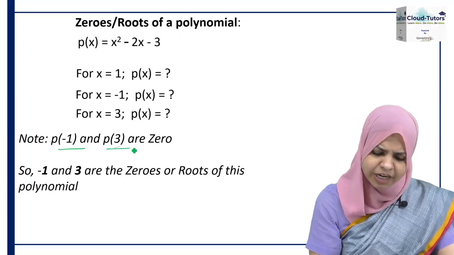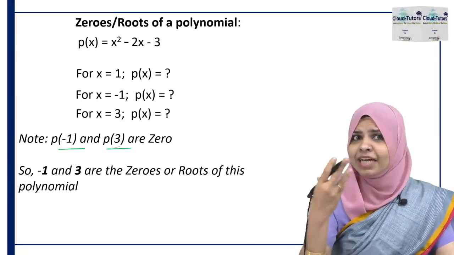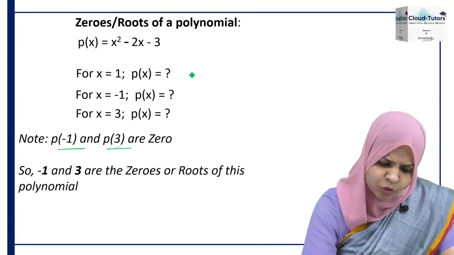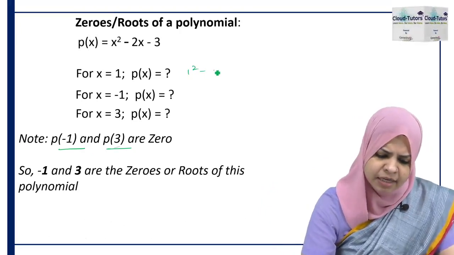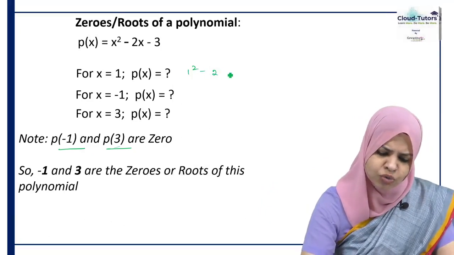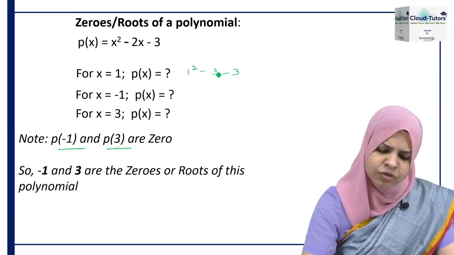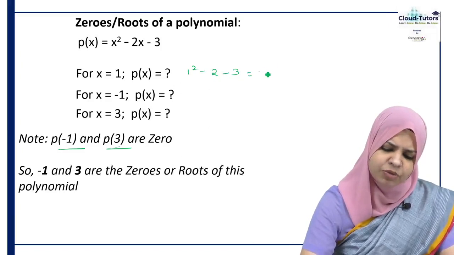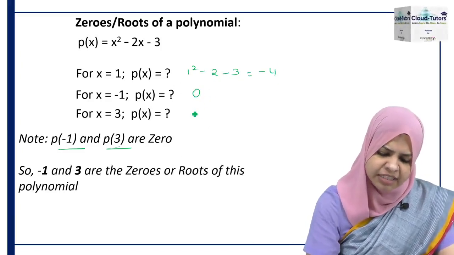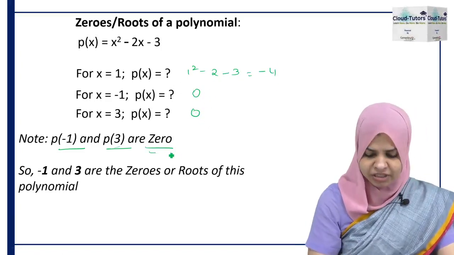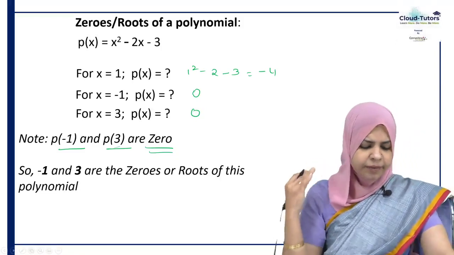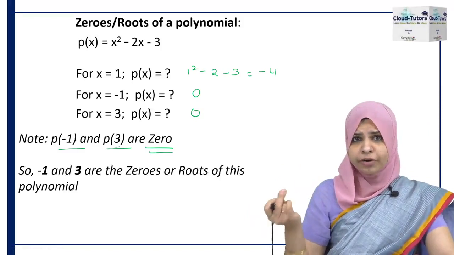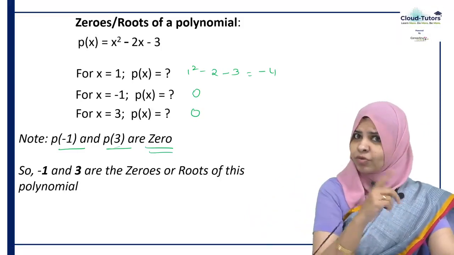Now, P of minus 1 and P of 3 are 0. I am giving it out before itself. Now, let's find it out. 1 square minus 2 minus 3. So this is 2, right? So this is minus 5 plus 1 minus 4. Definitely these are equal to 0 because I have already mentioned this as 0. So here minus 1 and 3 are zeros or the roots of the polynomial. That was the previous question, right?